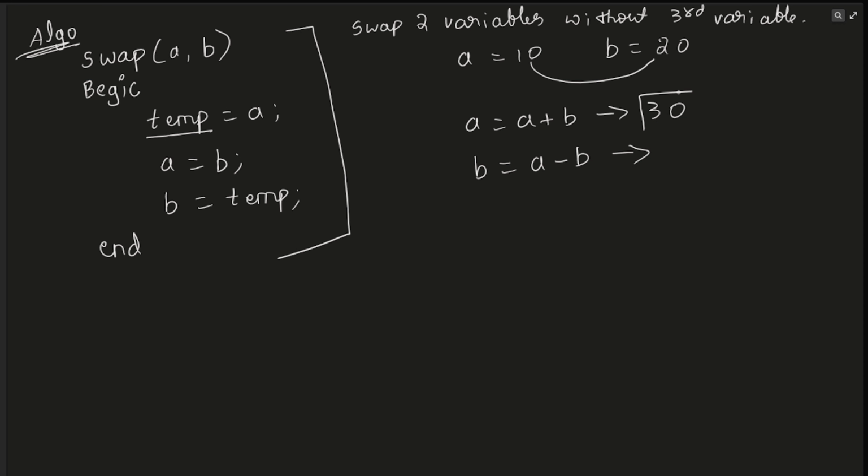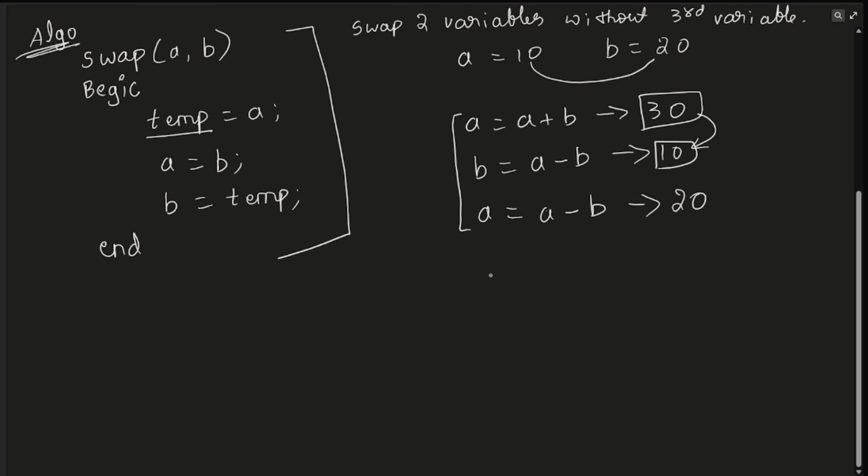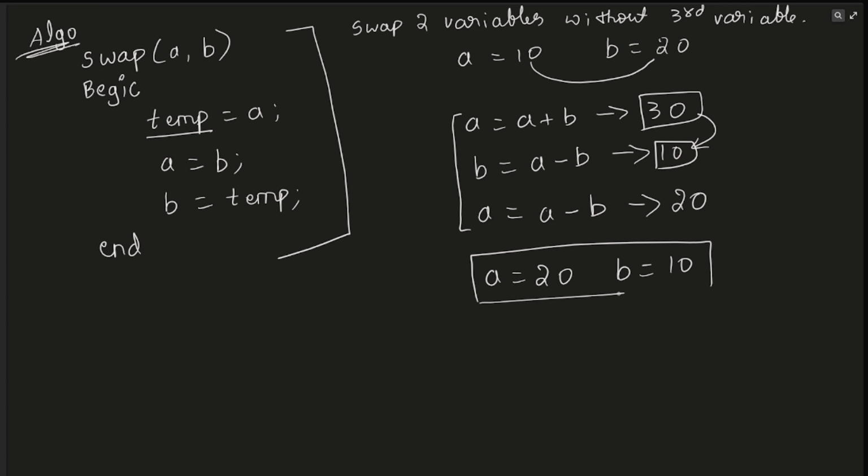What is the value of A? 30. 30 minus B, B is 20. 30 minus 20, 10. Now we know the second variable is being swapped. Now we need to swap the first variable. A equals, again the same operation, A minus B, B is 10, A is 30, 30 minus 10, 20. After these three operations, we will end up with A as 20 and B as 10. This is how we can swap two variables without using a third variable.